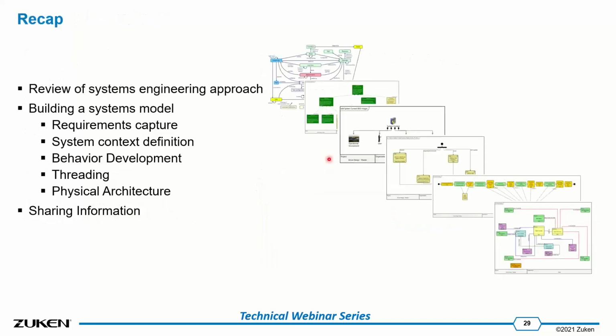So just to recap, I did a quick review of the systems engineering approach. We went through the building of a systems model through requirements capture, system context definition, behavior development, threading, physical architecture. And then I covered some information about how to share the model.